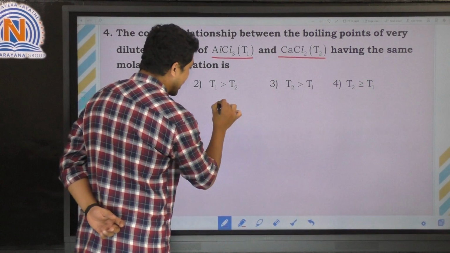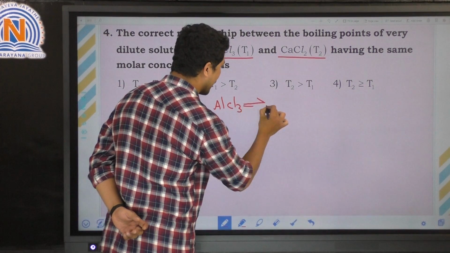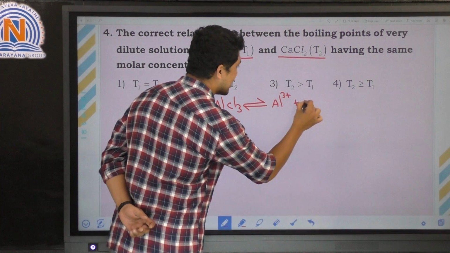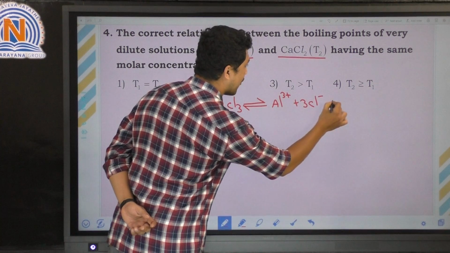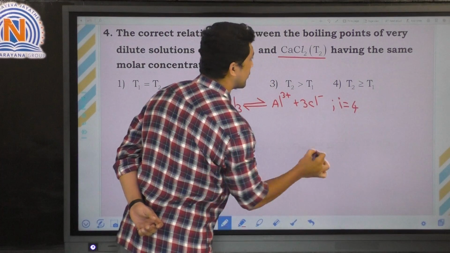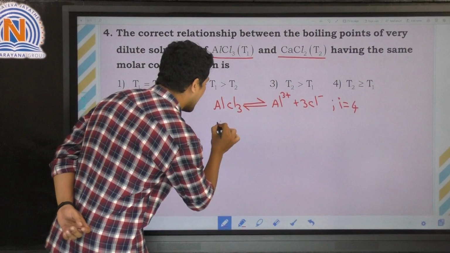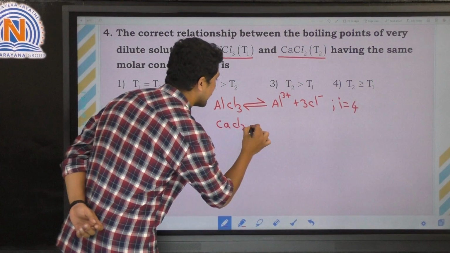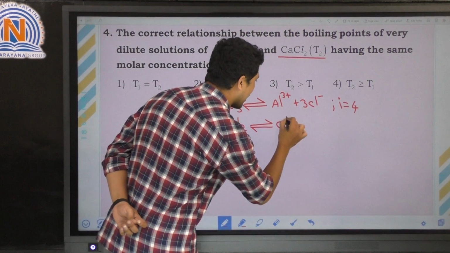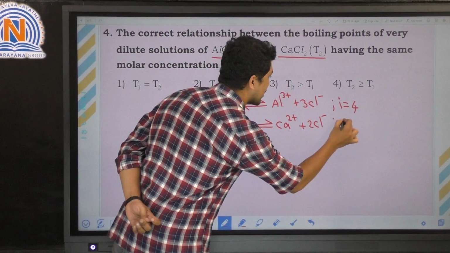AlCl3 can be dissociated into Al3 plus and 3Cl minus. So the van't Hoff factor for AlCl3, i equals 4. And the next molecule is CaCl2, right? Ca2 plus and 2Cl minus. The van't Hoff factor for this one is 3.